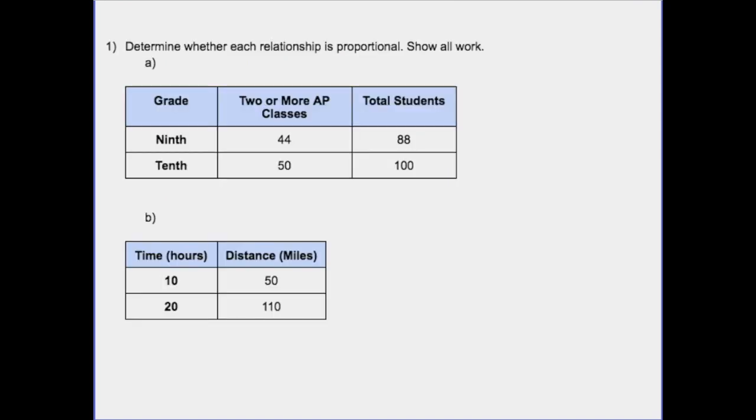First, we have to decide if relationships in a table are proportional. So we need to remember to do y over x. For here, we're going to do 88 over 44. And if you're not comfortable with dividing that, go ahead and use your calculator, but you get 2. We also need to do 100 over 50.